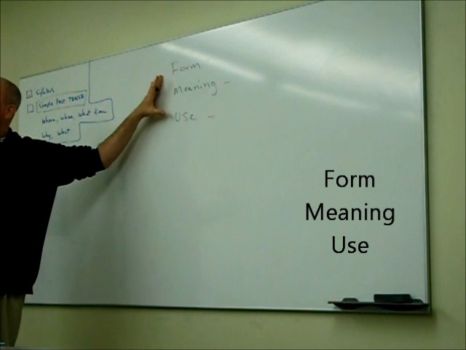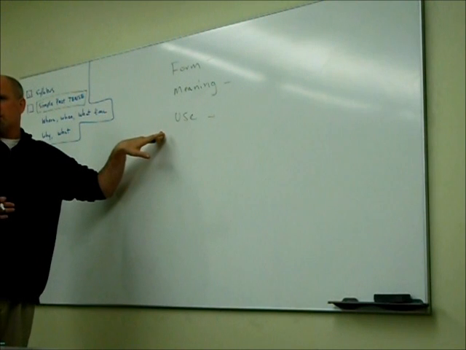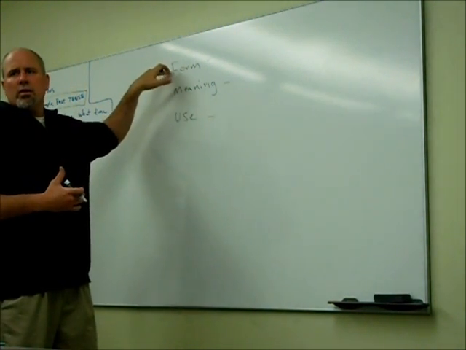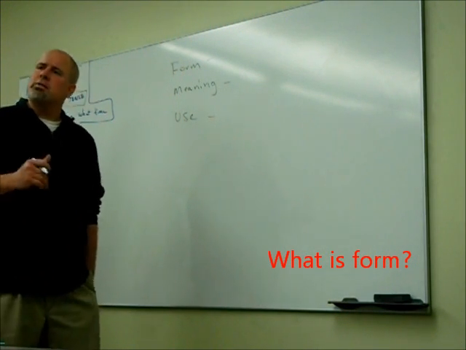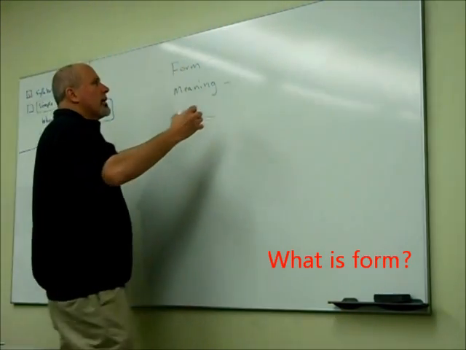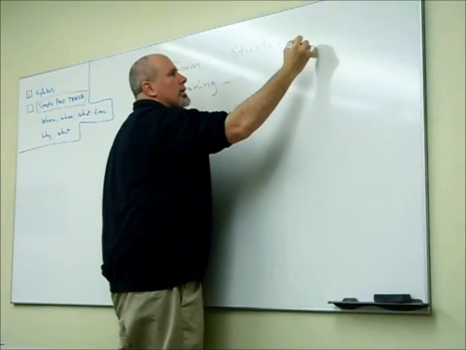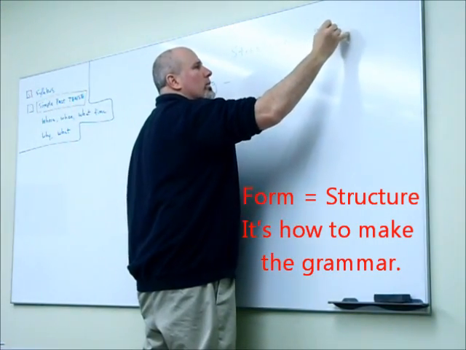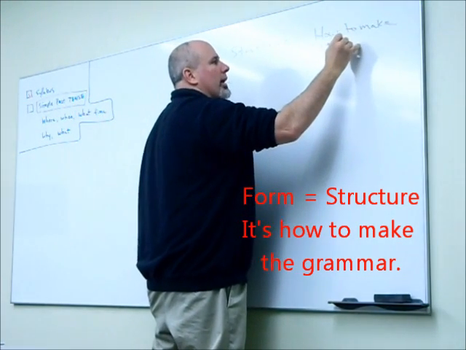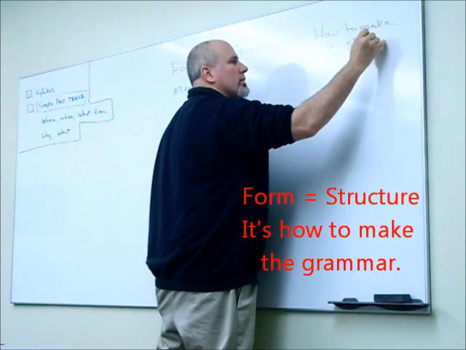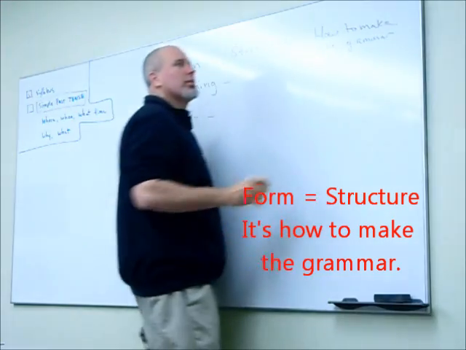Okay, so when we talk about grammar, we can talk about form, meaning, and use. What do you think this means? Form would be those are parts of the sentence, I think, but we could say structure. It's how to make the grammar, I guess. How to make the grammar, how to write the grammar, okay?